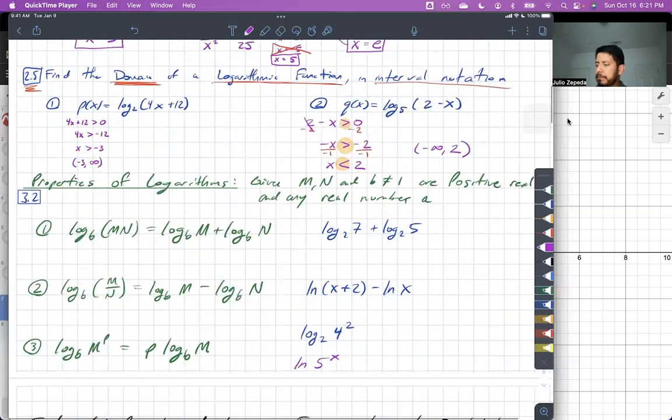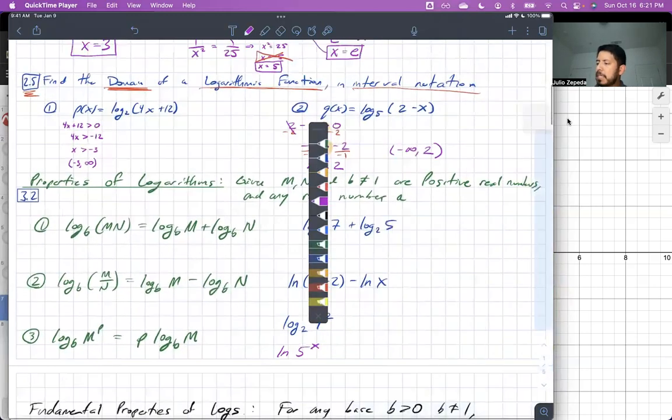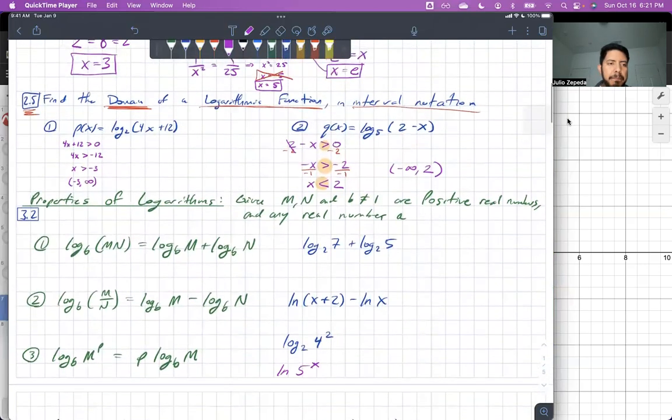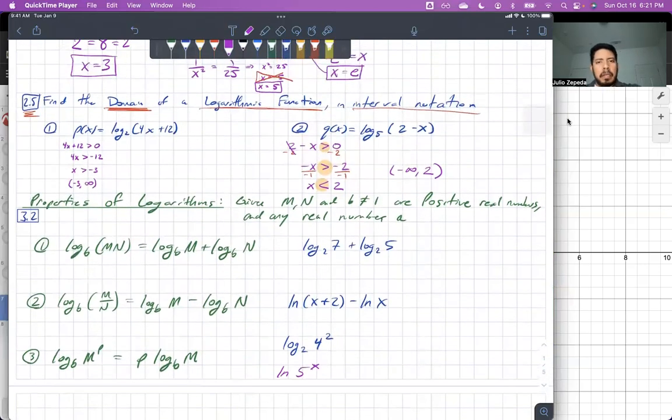All right. Logarithms actually have a lot of cool properties. And problem 3.2 is just covering a couple of those properties.